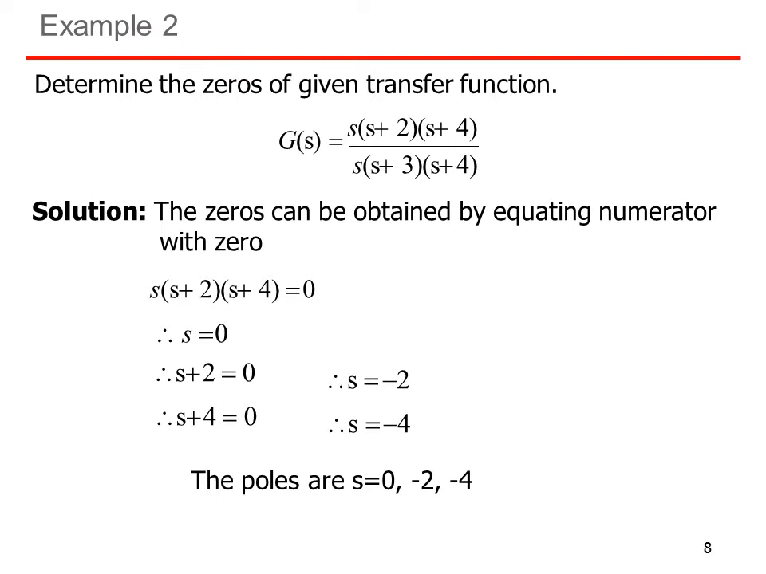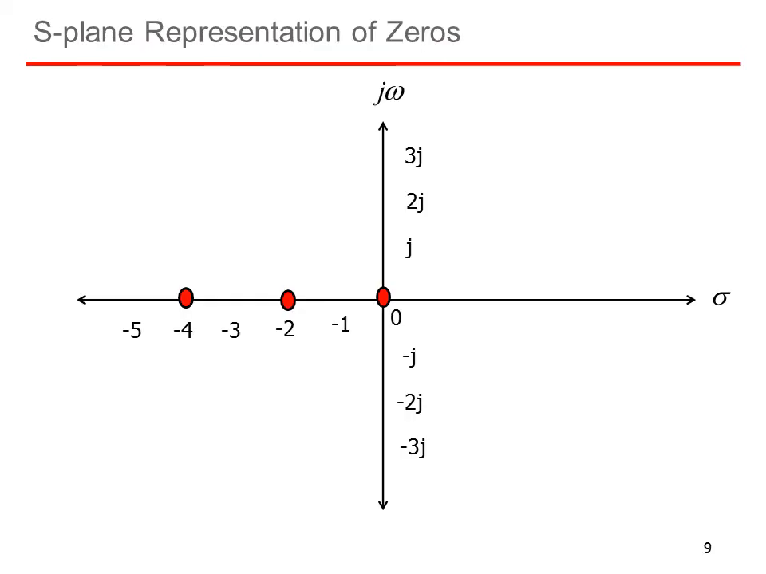Let us see how they are represented on the S-plane. So here is S-plane and the zeros are 0, minus 2 and minus 4. See, they are represented by the circle.